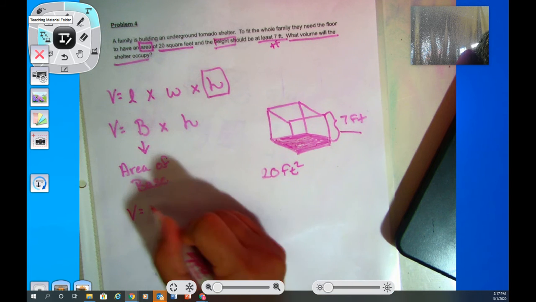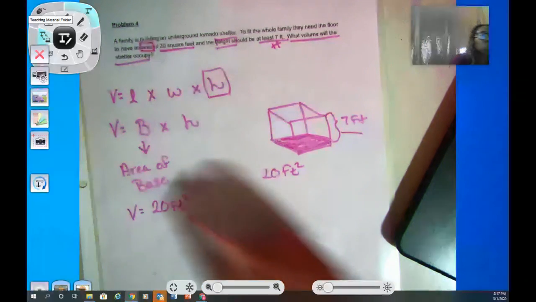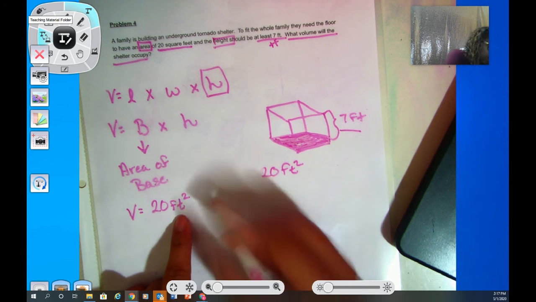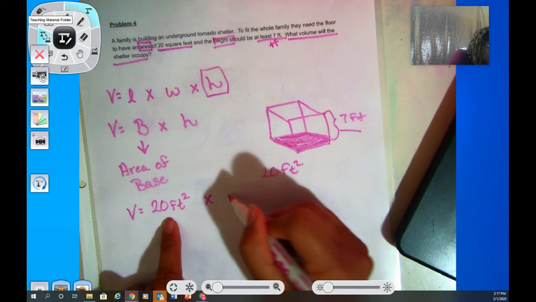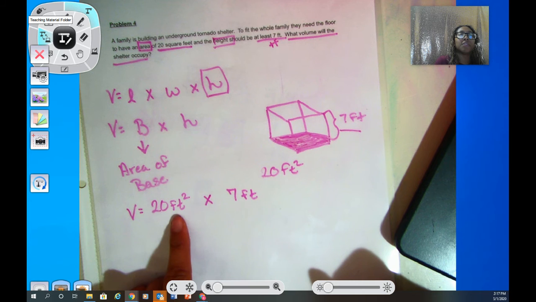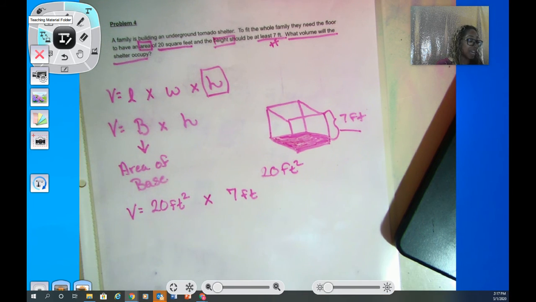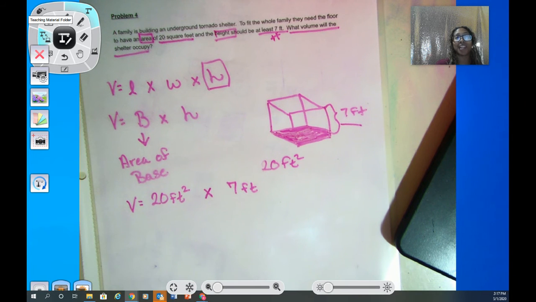So I've got the area of the base, which is 20 feet squared. Remember, area has squared feet because we've multiplied feet twice. And now we're going to multiply this area times 7 feet because we've got 7 layers of this 20 square feet. So go ahead and pause the video and calculate 20 feet squared times 7 feet and press play when you're ready. All right, we're back.